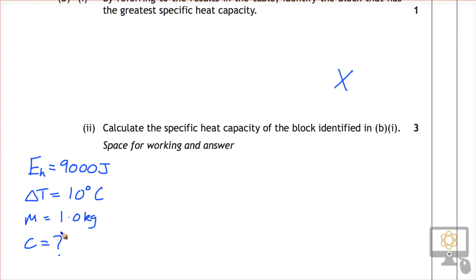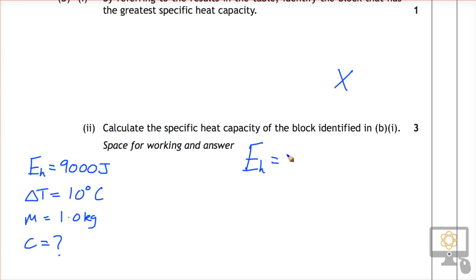Now, to be quite honest, if we look at this data, we can see that the energy required to raise the 1 kilogram by 10 degrees was 9,000 joules. So you might very quickly deduce that the energy required to raise the temperature of 1 kilogram by 1 degree, not 10, is a tenth of this, which is 900 joules. So that's the answer we're expecting. If you were really smart, you might just write down the answer, 900 joules per kilogram degree Celsius, and move on. But we'll put the formula down and do it correctly, just to check.